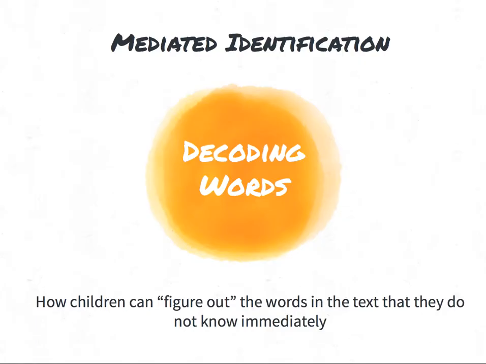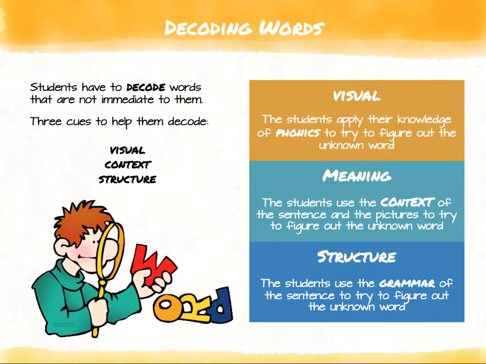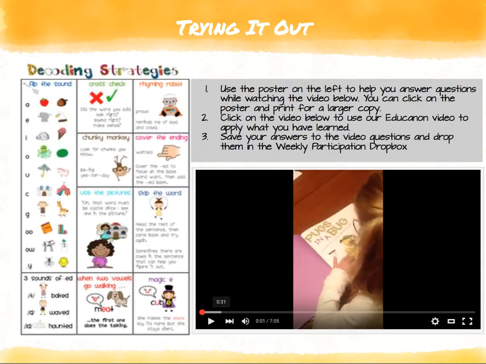The last component we'll talk about is decoding. And decoding is the basic building blocks of figuring out words we don't know when we read. And so there's 3 cues: visual cues to help children, meaning clues, and structure clues. So read about those. And then this is a strategy chart.